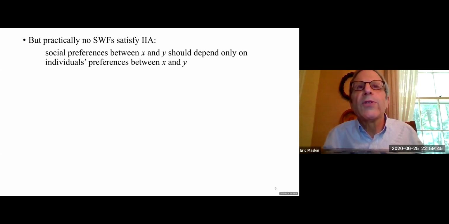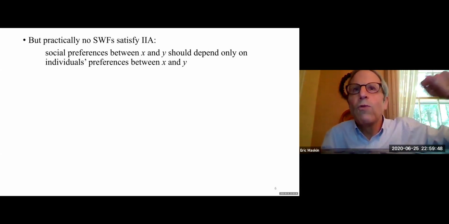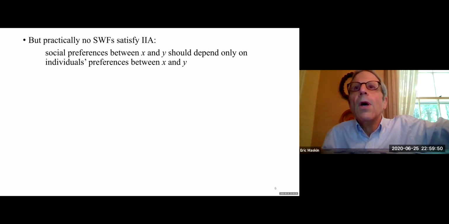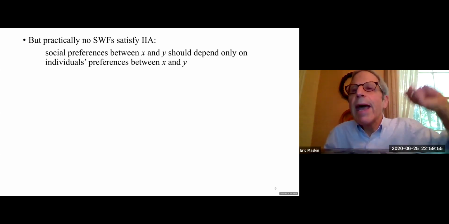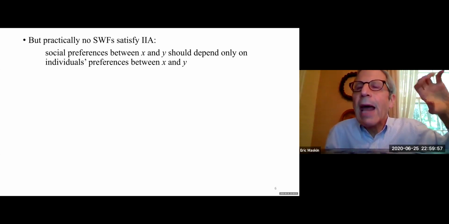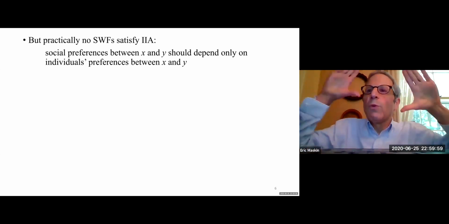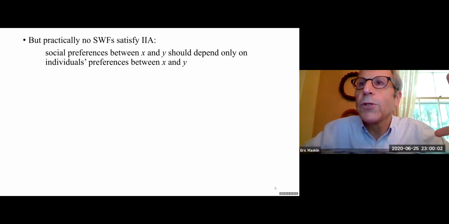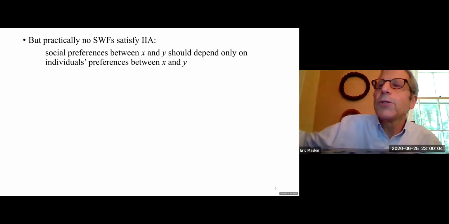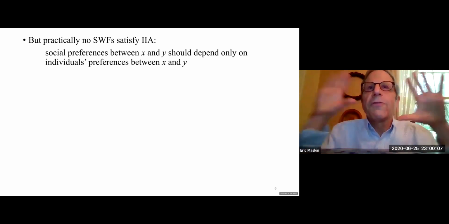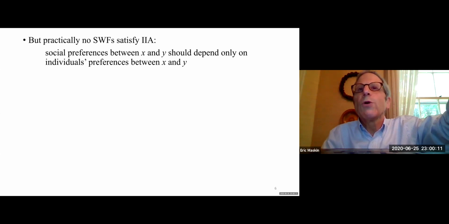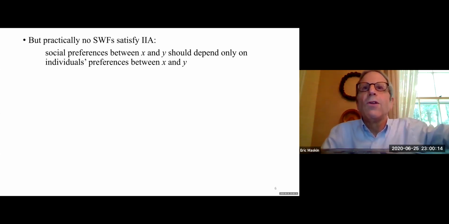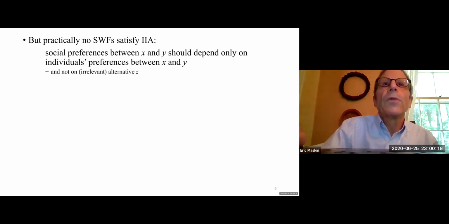Arrow's IIA says that in determining the social ranking of X and Y, we should look only at individuals' preferences between X and Y. So in the Arrow formulation, we're fixing the set of alternatives. We're not throwing out alternatives as Nash was doing. The set of alternatives is fixed, but when we're determining the social ranking of X and Y, we're not looking at how individuals rank other alternatives.